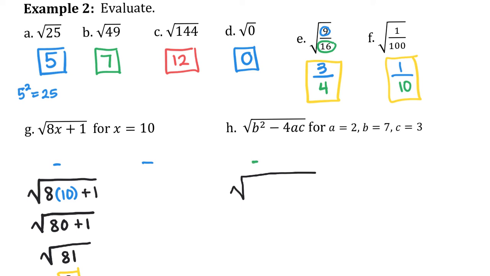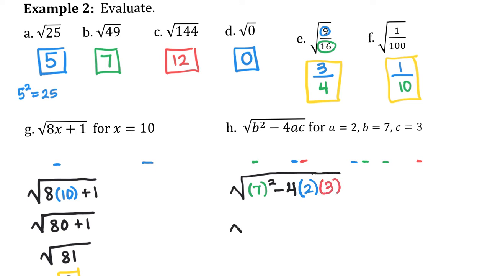It says b squared. What is b? b is 7, so I'm going to put a 7 here. You don't have to put parentheses on it because it's positive, but I put them so that when I get to a negative, I don't make a mistake. Now it's minus 4. And now they want me to plug in a, and I'll put it in parentheses. For a, it's 2. Oh, and now they want me to plug in c. c is 3.